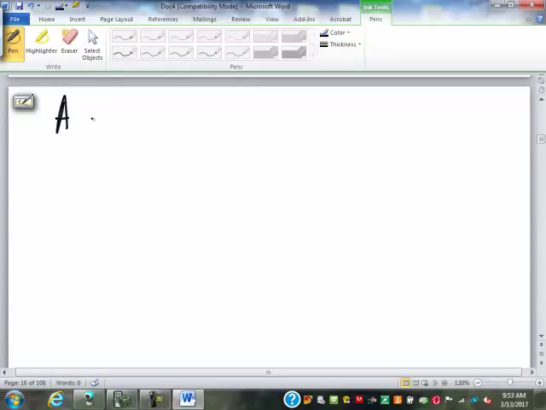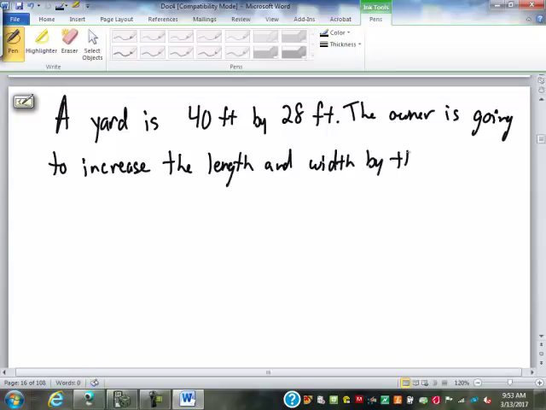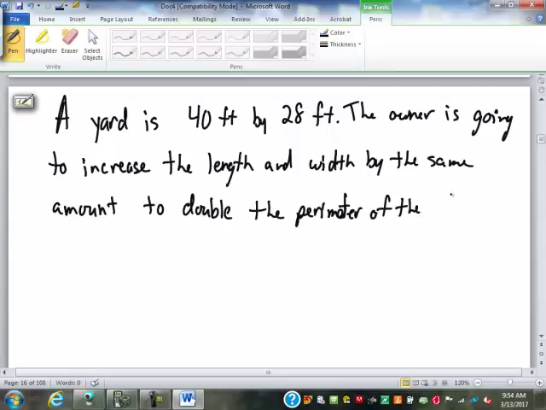Let's say a yard is 40 feet by 28 feet. The owner is going to increase the length and width by the same amount to double the perimeter of the fence, or of the yard.